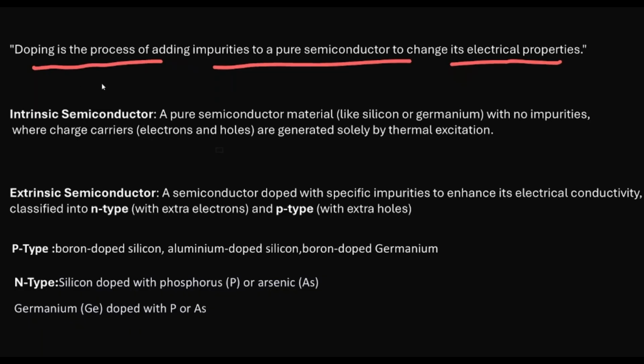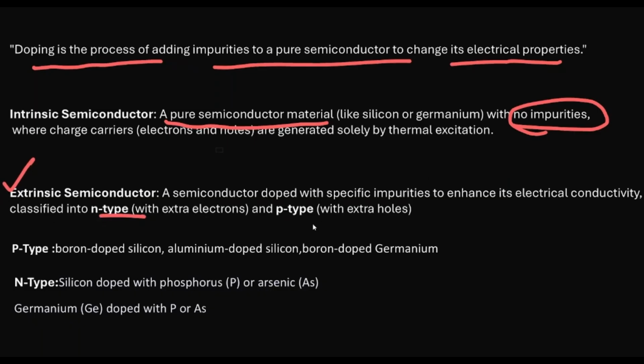Because a pure semiconductor has some limitations, such as limited conductivity. So there are basically two types of semiconductors: intrinsic semiconductor and extrinsic semiconductor. An intrinsic semiconductor is a pure semiconductor material like silicon or germanium with no impurities. This is the key. And if it's doped with a particular material, then we say it's an extrinsic semiconductor, and these are of two types.